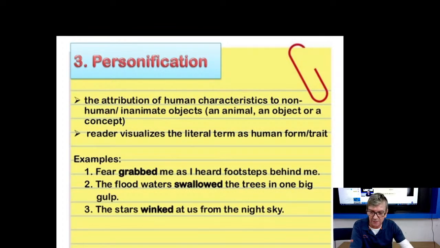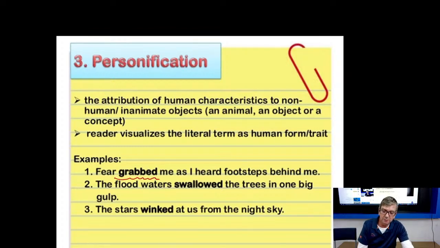Number three is personification. This is when you give human traits to objects or ideas. So not human, inanimate. Could be an animal or an object or something else, a concept or idea. And then an example could be, fear grabbed me as I heard footsteps behind me. So fear isn't something that can grab you, right? But it's okay to use that because it's a literary technique.